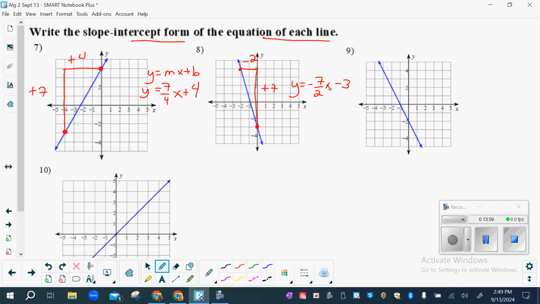So now on number 9, what's my y-intercept on number 9? Thank you, those of you who are sitting quietly. -2. What's another point on my graph? There's a lot of them. -1, 0. So yeah, that would be another point. -2, 2. So what's that slope? So up 4, left 2. So 4 over -2, which is -2. So y equals -2x minus 2.